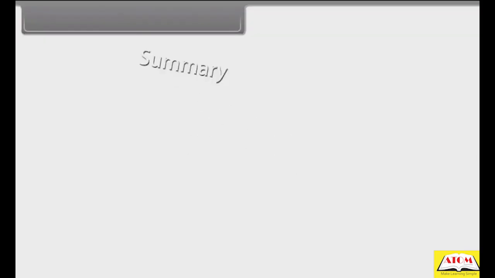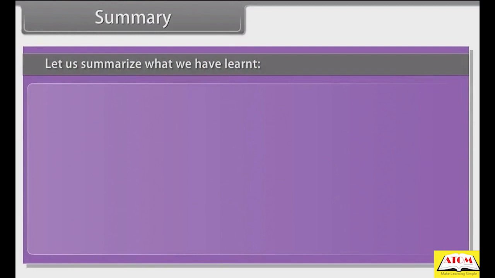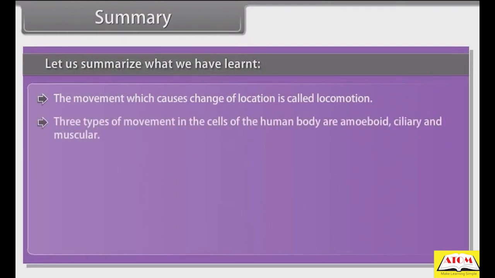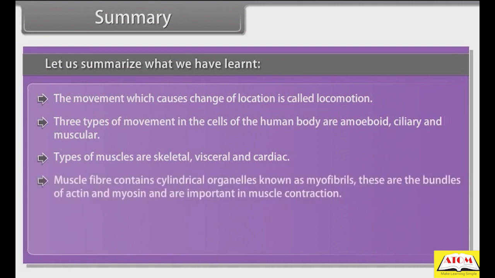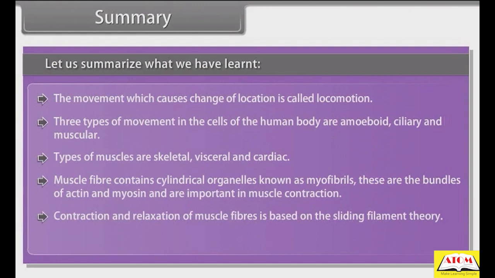Summary. Let's summarize what we have learned. The movement which causes change of location is called locomotion. 3 types of movements in the cells of the human body are amoeboid, ciliary and muscular. Types of muscles are skeletal, visceral and cardiac. Muscle fiber contains cylindrical organelles known as myofibrils. These are the bundles of actin and myosin and are important in muscle contraction. Contraction and relaxation of muscle fibers is based on the sliding filament theory.